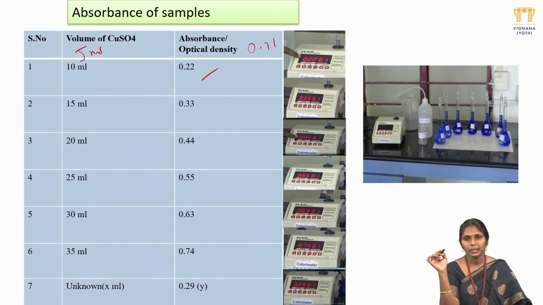Finally, we take the unknown solution. The unknown solution also has to be prepared in the same way. We will give you some solution. You have to add 5 ml of complexing reagent, then make up to 100 ml using distilled water. That we have to place in a cuvette holder. When the cuvette is placed in the cuvette holder, you can get the absorbance values.